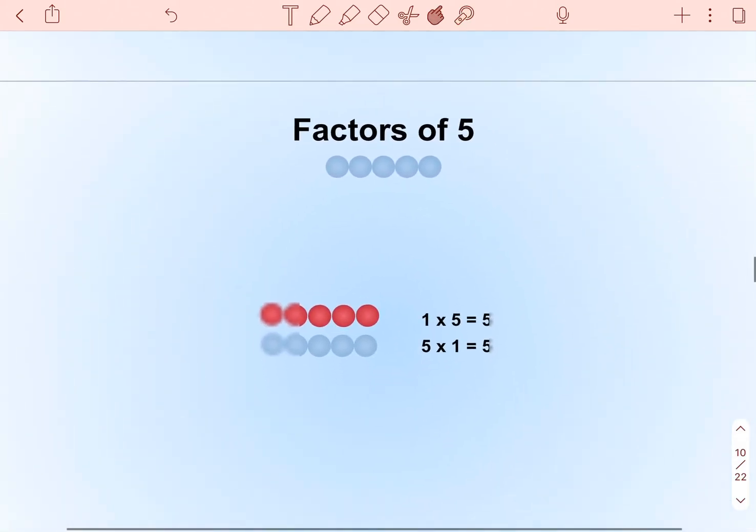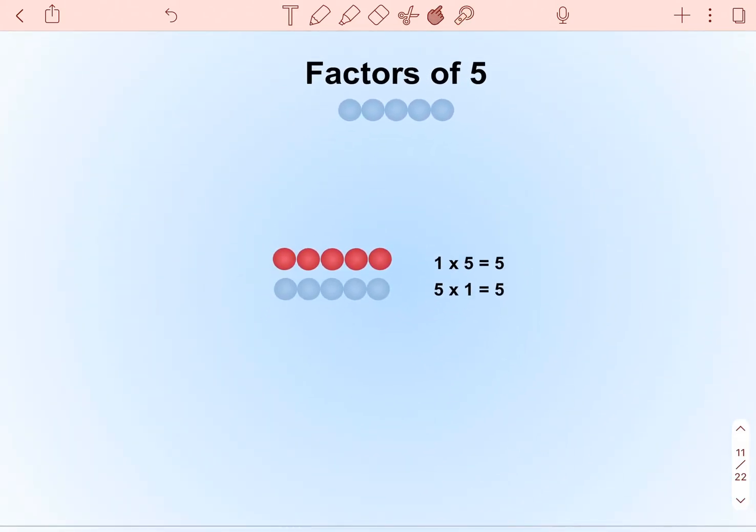How about the number 5? Well, 5, again, it's kind of like 1, 2, and 3. There's only 2 ways to make it. I can either make it out of 1s or just with the number 5. I can't make it out of 2s. 2, 4, 6, 8, 10. Nope. 5 is not a multiple of 2 or 3 or 4. Only way to make 5 is with 1s or a 5.